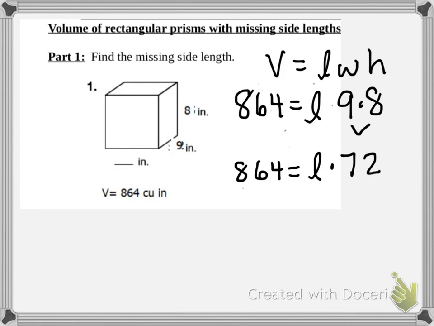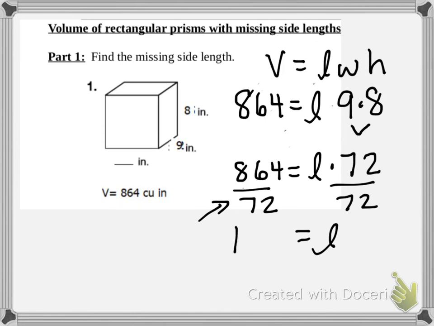And now this looks like a one-step equation where, to undo multiplying by 72, we're going to divide both sides by 72. And this product here, 864 divided by 72, will give us the length. So I'm just going to type that into the calculator. 864 divided by 72 gives us a length of 12 inches.